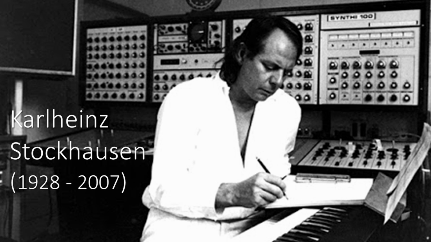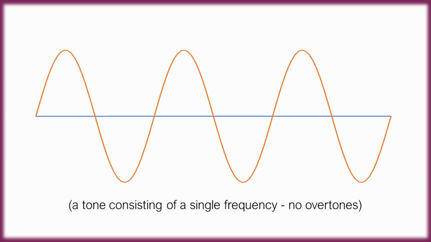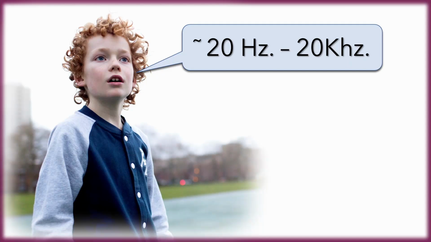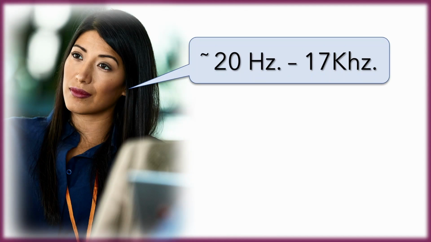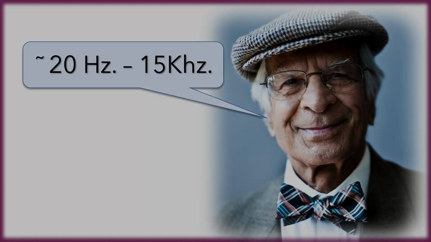In his article, Stockhausen relates that if you were to route the output of an oscillator producing a sine tone and lower its frequency to less than 20 Hz, then the sound would disappear because it would be below the human audio range. Now, this varies between individuals and according to age, but generally it's between 20 and 20,000 Hz.